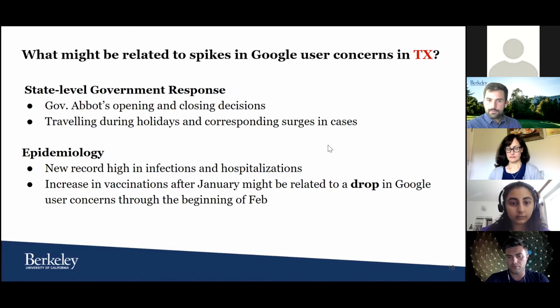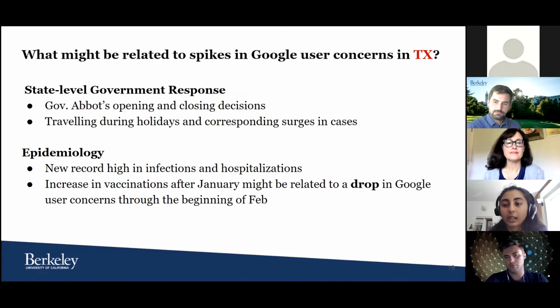And here are just some more details about what could have been related to the peaks in the interest over time in Texas. We also found that those peaks corresponded with Governor Abbott's opening and closing decisions. Usually when he opened up all the businesses in Texas, or made that declaration, and also when he decided to close, that corresponded with spikes in the interest over time for the search term COVID in babies. And traveling during the holidays also corresponded with that.